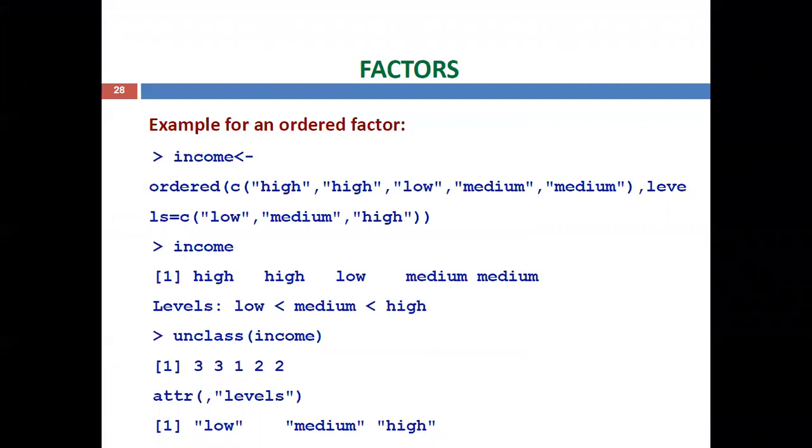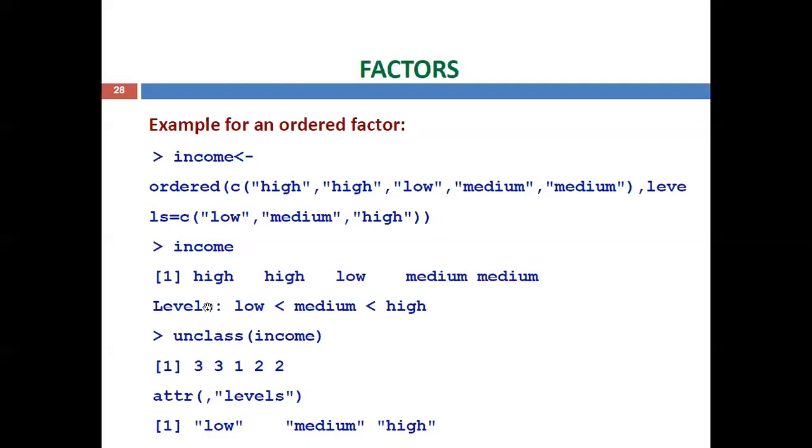Then next one, using ordered factor. So example for an ordered factor. You can take the income range values. So income is one vector, income equal to, so here instead of factor, now we use ordered of c of the possible values: high, high, low, medium, medium. Then here levels equal to, you can define your own levels: levels equal to c of low, comma, medium, comma, high.